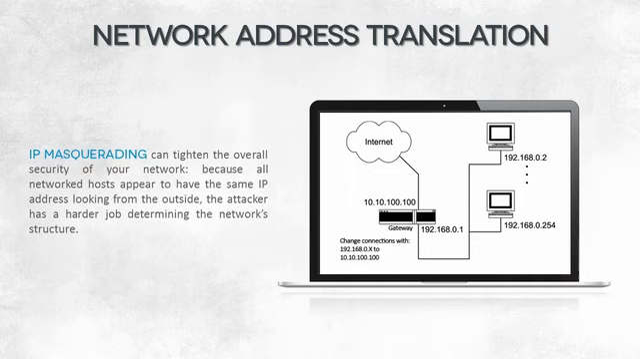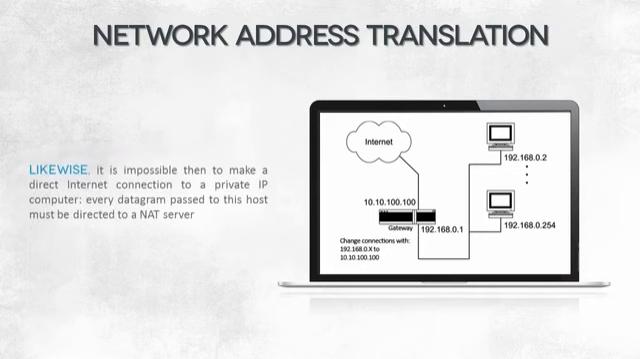Network address translation improves the security of networks. All computers are treated as one computer with a single address. This, of course, has its advantages and drawbacks. All communication between computers passes through the NAT server. It is not possible to get through to a computer with a private non-routable address from the outside.